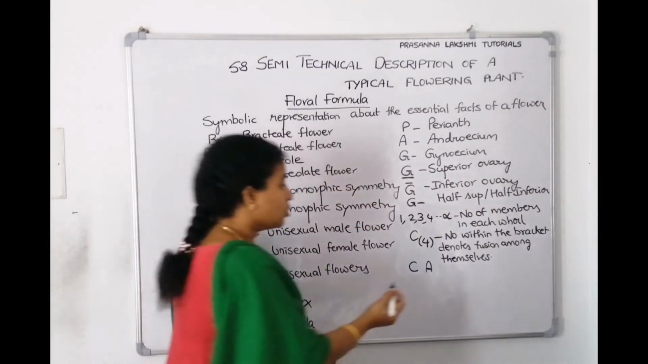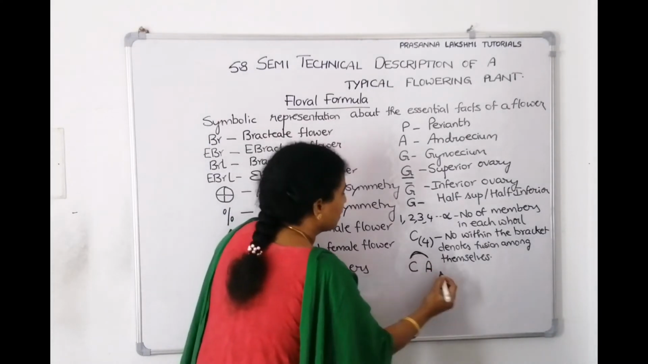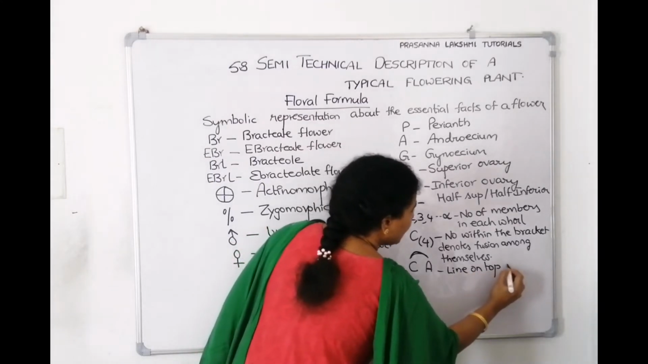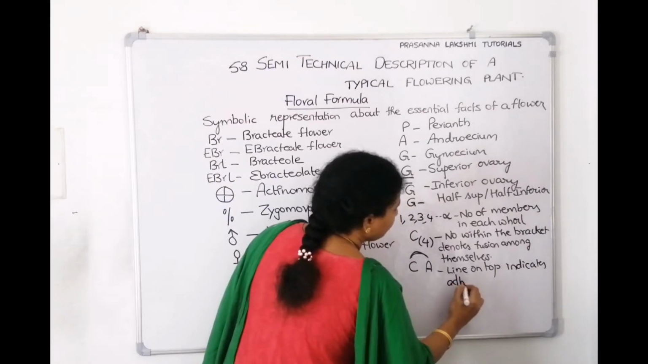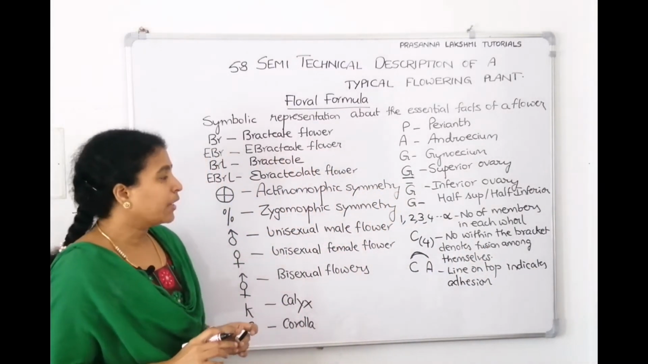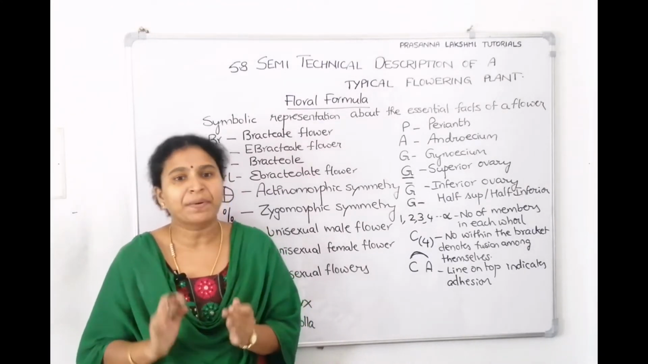If it is showing adhesion, these members are fusing with this, then we use a line on the top. So a line on top denotes adhesion. If two carpels are there, bicarpellary syncarpous, we write 2 in bracket.